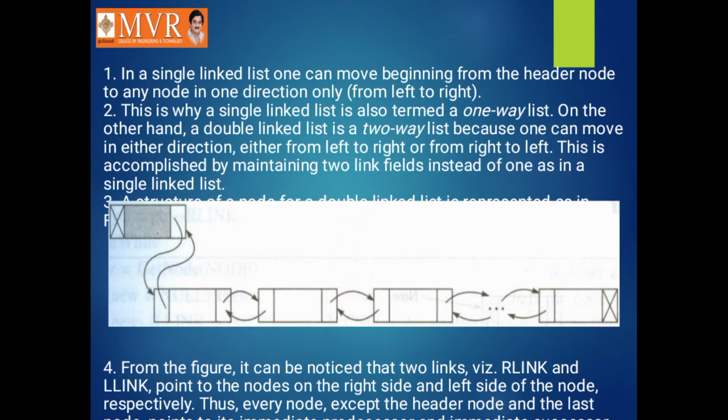See, here a single linked list is known as a one-way list, since we can move from front to back, that is from the beginning header to the last node only. We can move in one direction only, since we maintain only one pointer to the next node in the linked list. So a single linked list is called a unidirectional list or a one-way list.